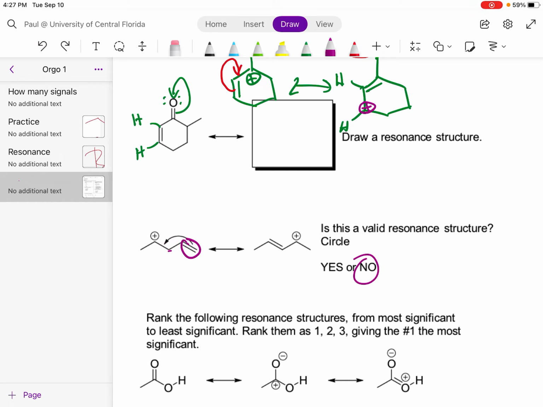Okay, and the reason why that can't happen, you could explain using orbitals. In order for pi electrons to move around, they have to travel through p orbitals. This carbon is sp2, and that's sp2. And what do sp2 hybridized carbons have? They have p orbitals that are unhybridized.